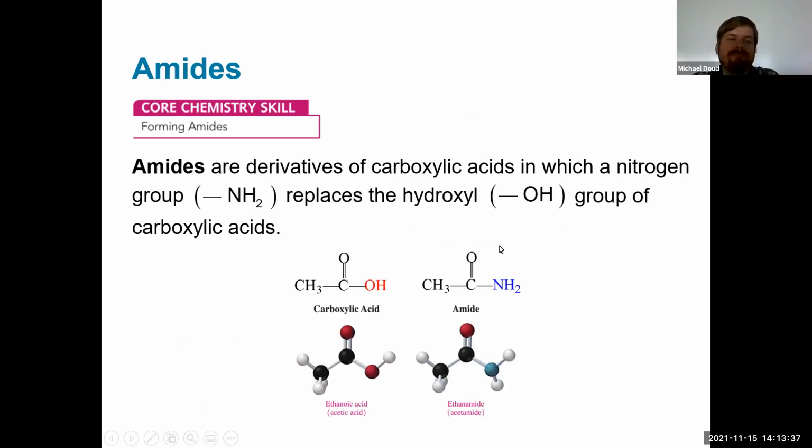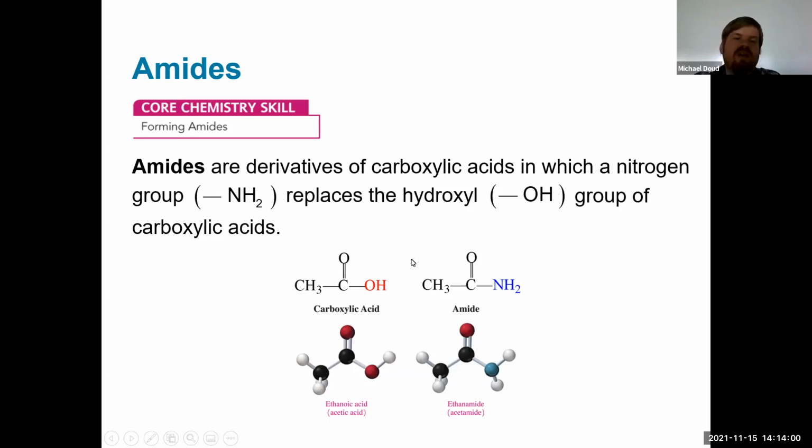Okay, so let's go ahead and take a look at amides. First off, amides, you can see that they're related to both carboxylic acids and amines. What it is basically is you have a nitrogen group that replaces the OH group of a carboxylic acid. So there's a carbonyl, and that carbonyl is bonded to at least one nitrogen.